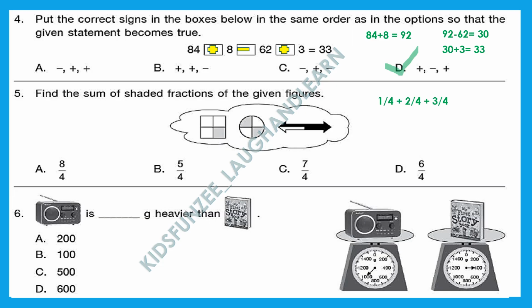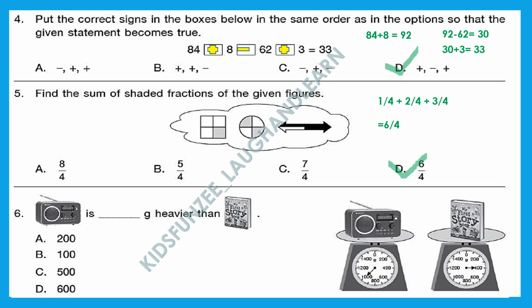In the previous question paper, I had explained what to do if the denominators are the same. We simply add all the numerators. So here the answer would be 6 by 4. And what is that option? It is option D. Okay. Now let's see the next one.